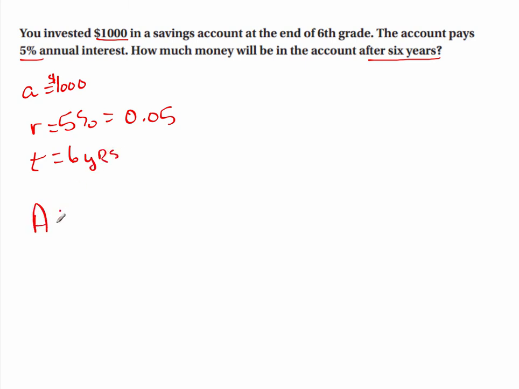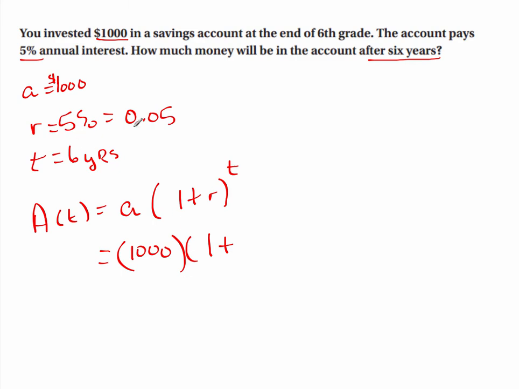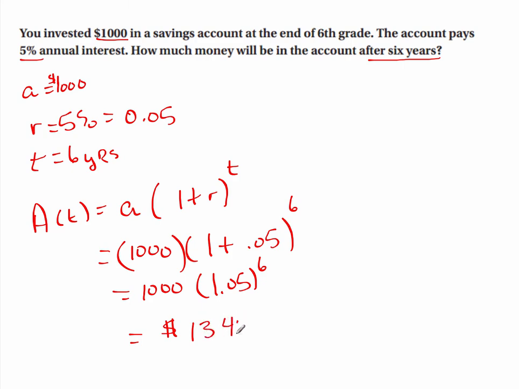For my students, I want to see the formula. So write the original formula. And then substitute in. So A is 1,000. Don't bother putting your units in here. 1 plus R, which is 0.05, to the 6th. So this is 1,000 times 1.05 to the 6th. Now you're going to need a calculator for this. And when you do, you get $1,340.10. Whenever you're dealing with money, remember always take it to the penny.